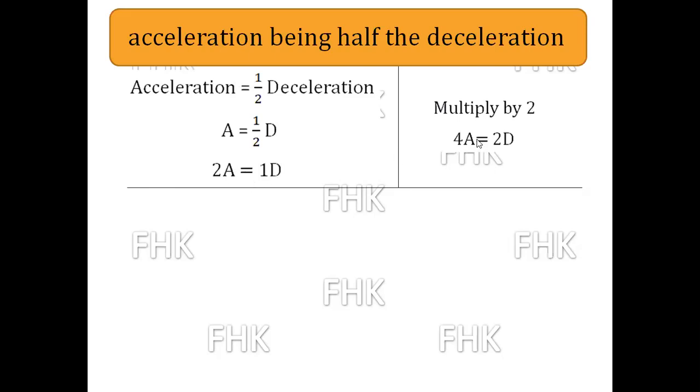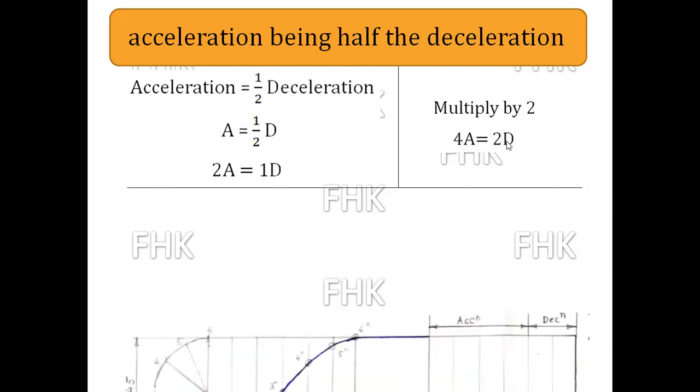And after multiplying this equation by 2, 2 multiplied by 2, I am getting 4 acceleration is equal to 2 deceleration. So 4 parts from the total of 6 parts are for acceleration and 2 parts for deceleration, as I divide into 6 equal parts. So the total addition of this, 4 plus 2, is 6 equal parts.